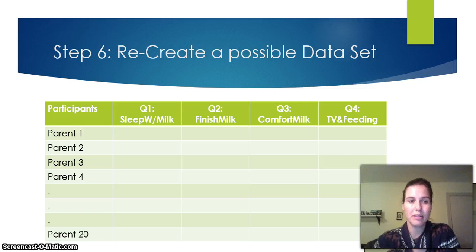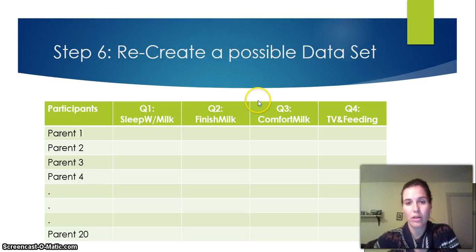First, you create a table, and what I did here is I have one column for participants, and here you will create 20 data points, one for each possible participant from the sample you picked. In my case, remember, it was parents with babies, 2-month-old babies. So I have a column for 20 parents, parent 1, parent 2, 3, 4, up to 20.